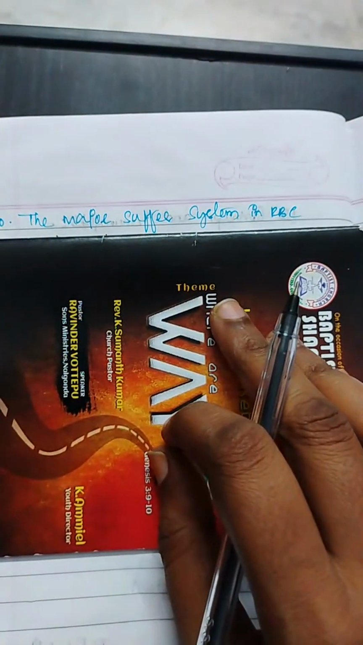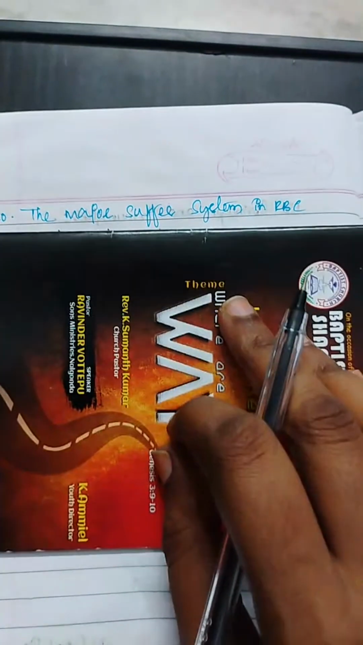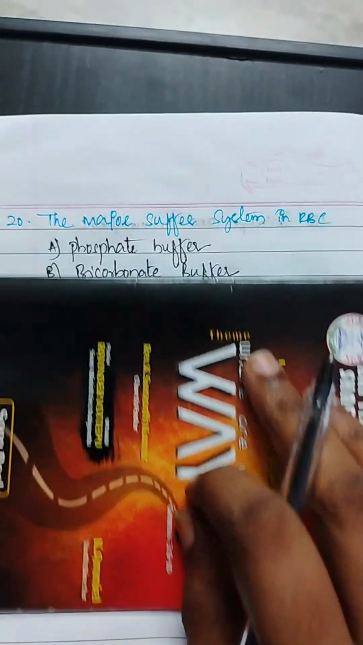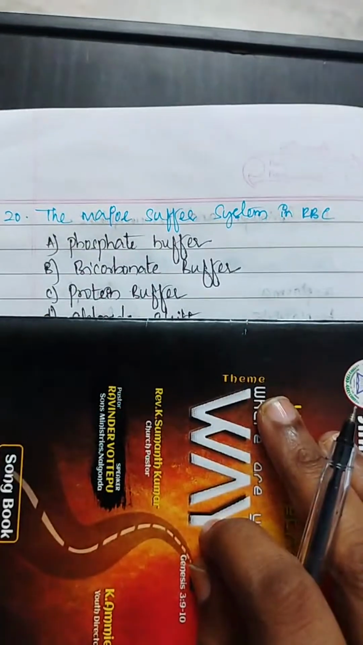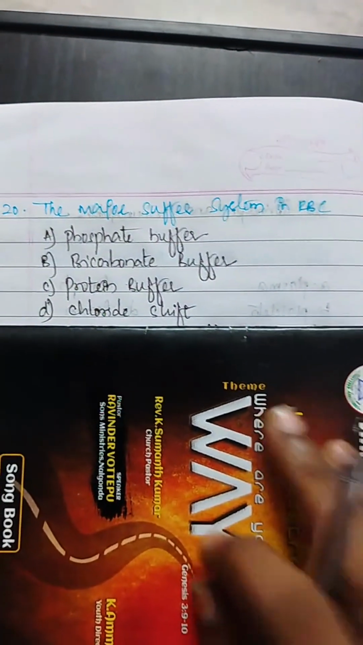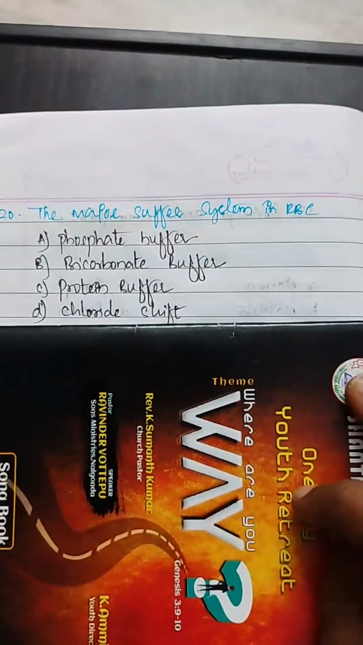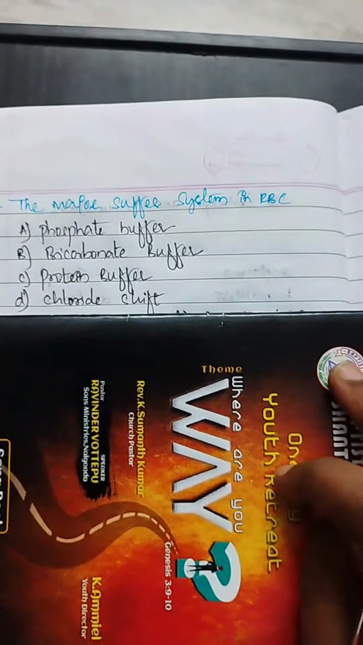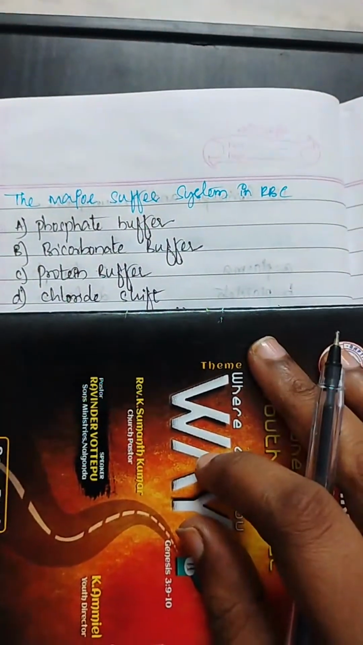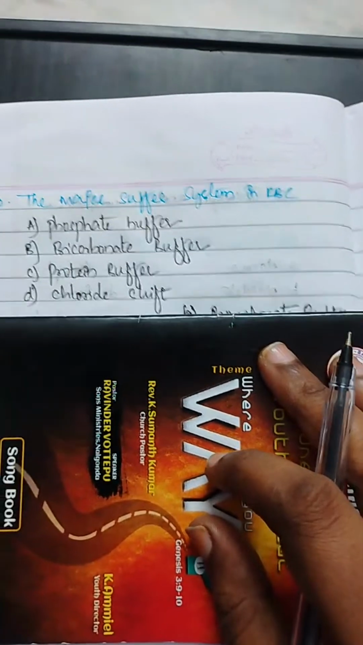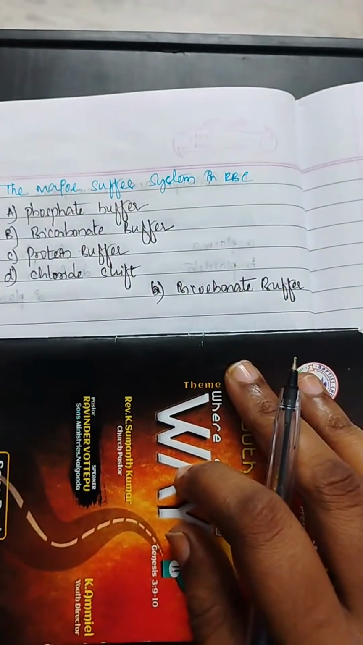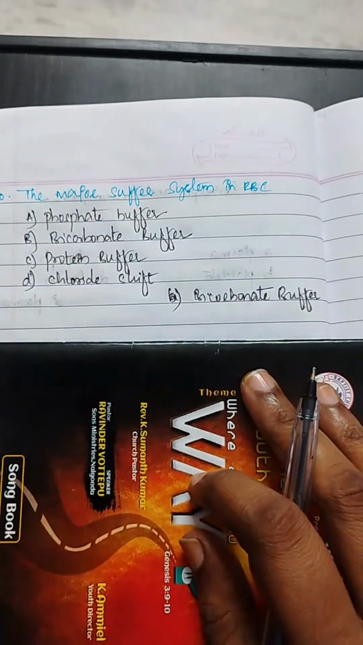The next question: the major buffer system in RBC: phosphate buffer, bicarbonate buffer, protein buffer, or chloride shift. And the answer is B, bicarbonate buffer.